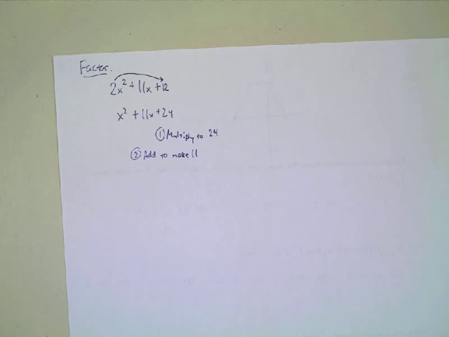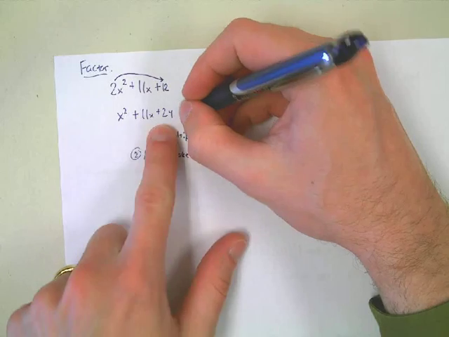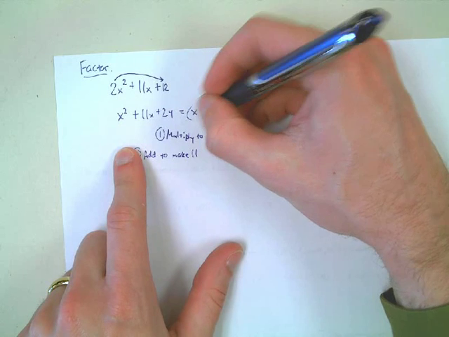Addie? 8 and 3. You got it, Alex. That's what you were going to say too. 8 and 3. Good job. Very good. So then this becomes x plus 8, x plus 3.